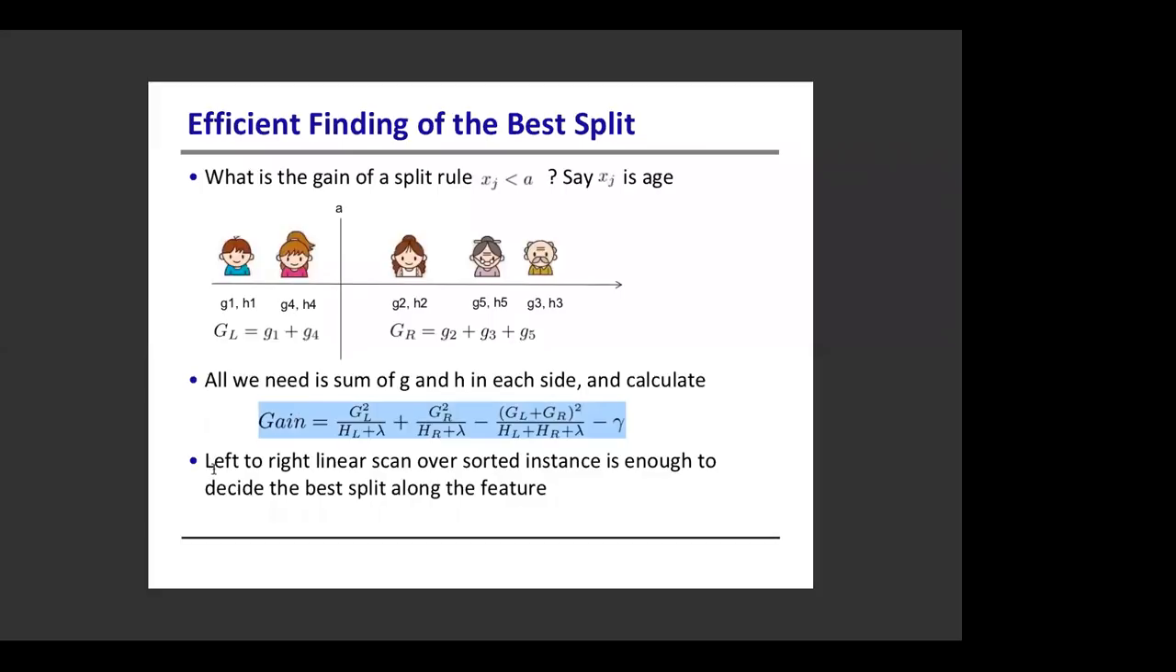We can basically do a linear scan from left to right over the sorted instances and decide the best split along the feature. We go from left to right, figuring out which one is giving us the best gain, and then we get the best results. We pick the point to split the leaf where the gain is maximum.